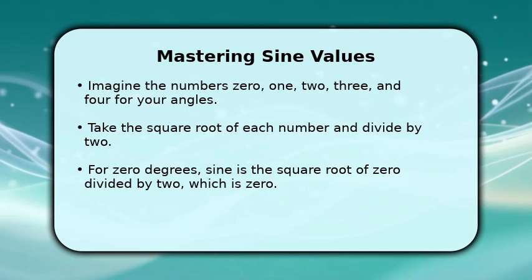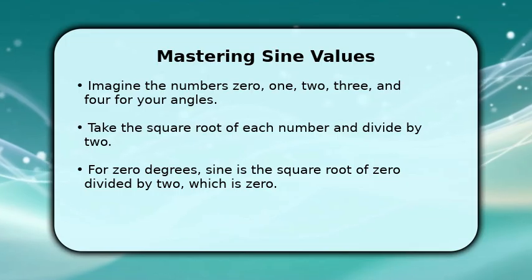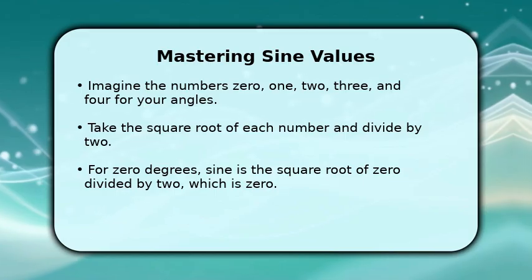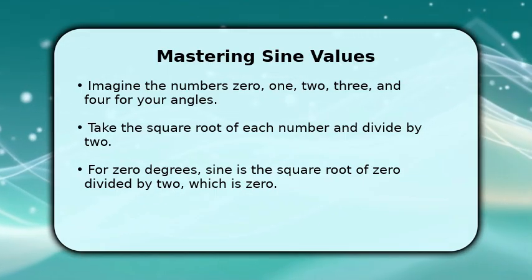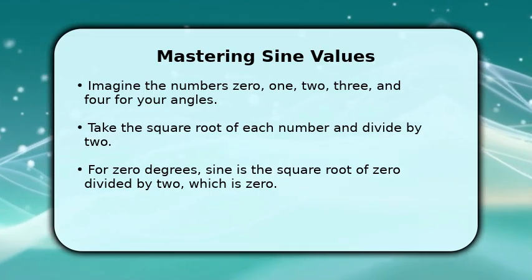Let's tackle sine values first. A fantastic trick involves thinking of the numbers 0, 1, 2, 3, and 4. For each number, take its square root and then divide the result by 2. For instance, sine of 0 degrees is the square root of 0 divided by 2, giving you 0.